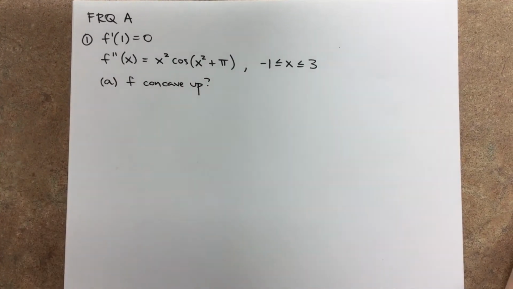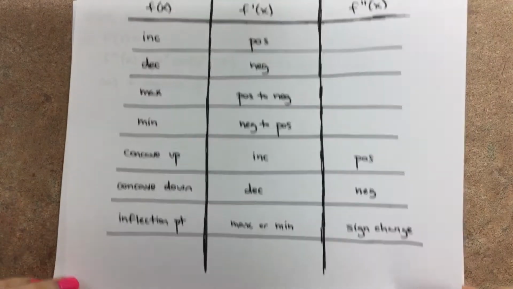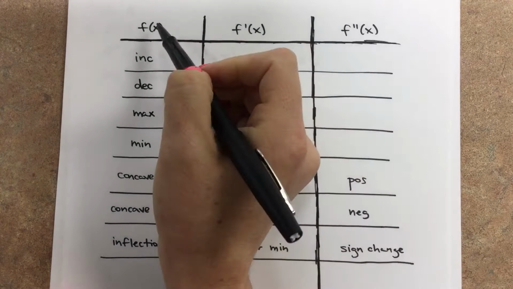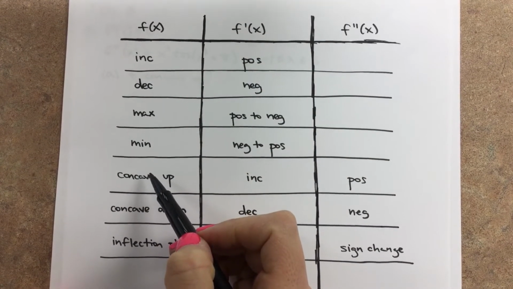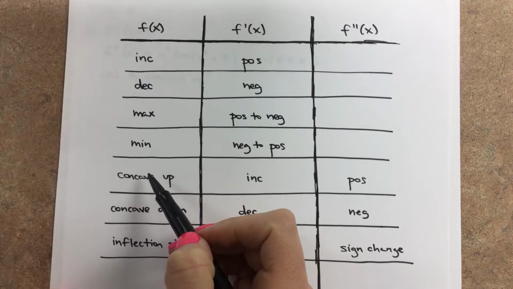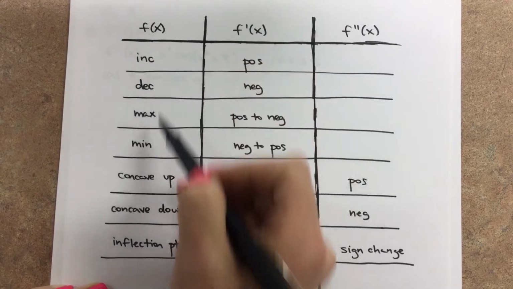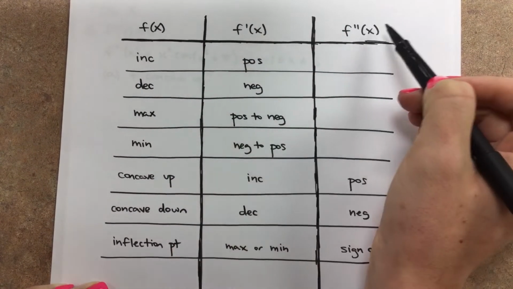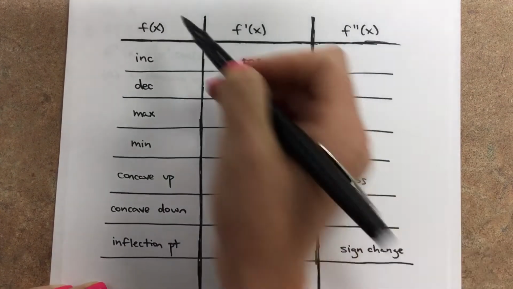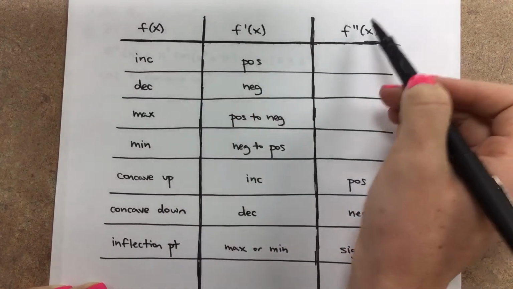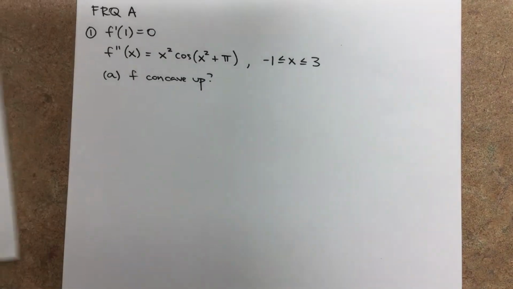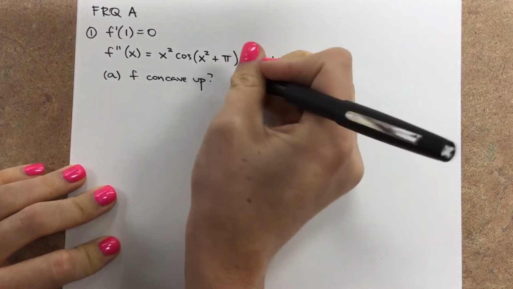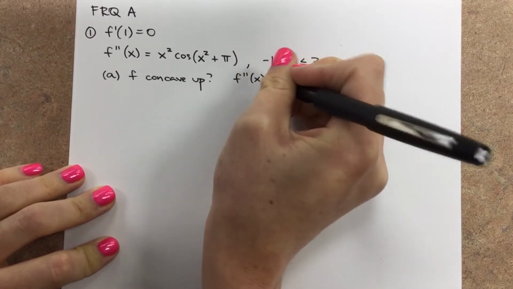So when we are asked a question like that, we want to go to our handy little chart. So they are asking us when f is concave up. Now, pay attention to what they gave us. They gave us f double prime. So we compare the column that we're looking for with the column that they gave us. So f is concave up whenever f double prime is positive. So that is what we are looking for. We want to know when f double prime is positive.